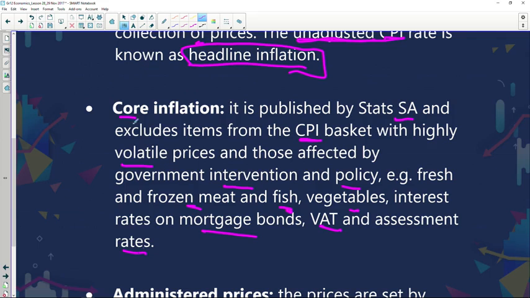So we call that core inflation, where you look at the information that is published by Stats SA, and it excludes items from the CPI basket with highly volatile prices, which are affected by government intervention, policy, and so on. So we will call this the core inflation, and those are the items that are examples of such.